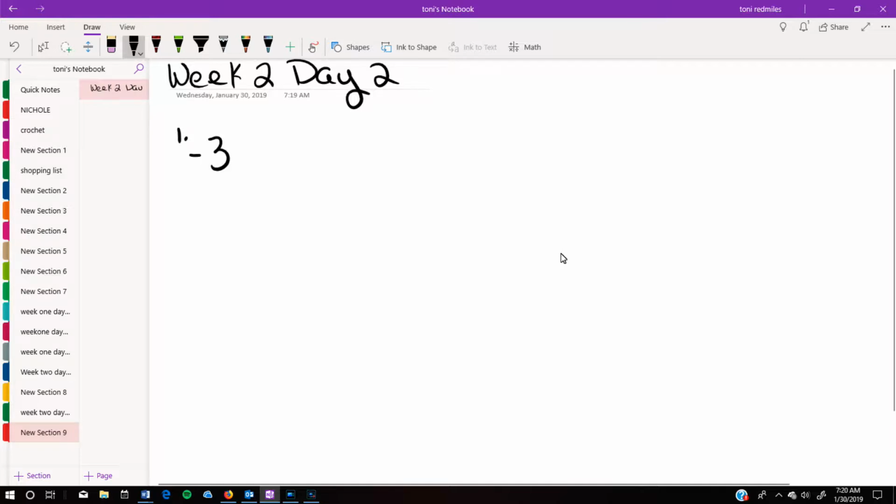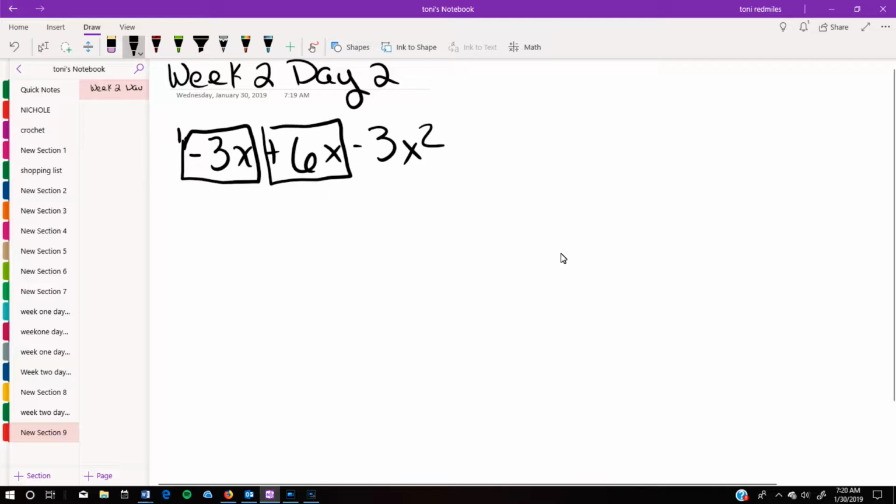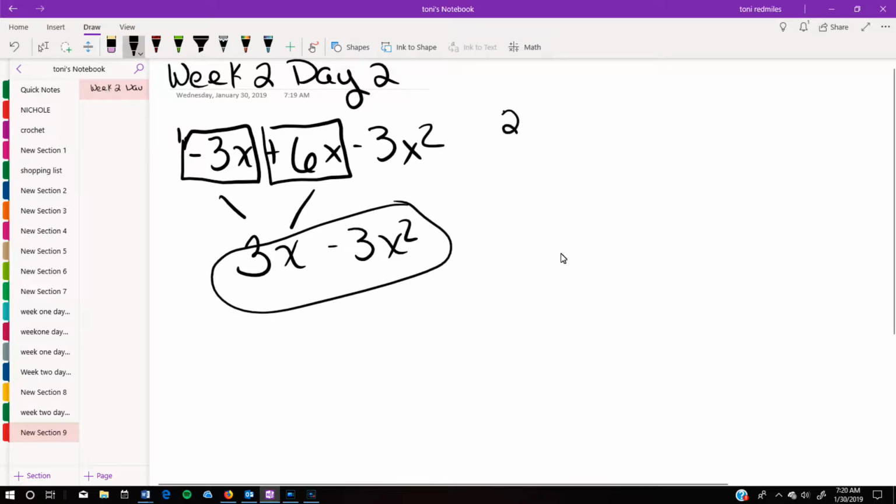Number 1, we have a combining like terms problem. Okay? So this term right here with its sign and this term right here with its sign, they're both like, but this one, because it has a power of 2, is not like the other two. So when I combine these, -3 plus 6, I just combine their coefficients, drop down my x. And then this is as far as I can simplify.